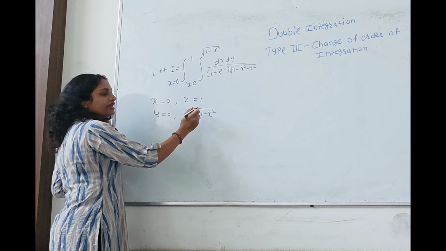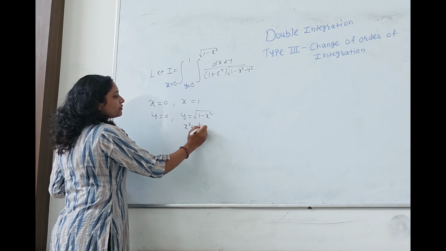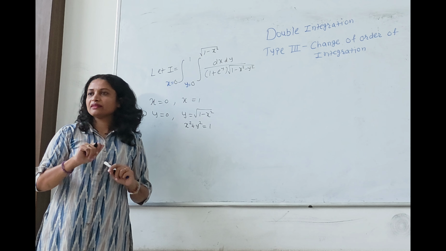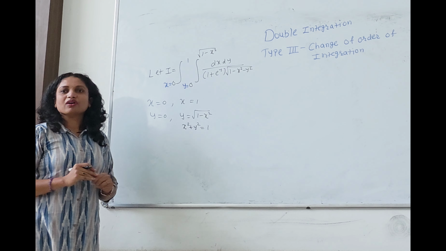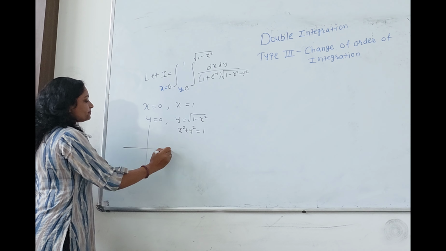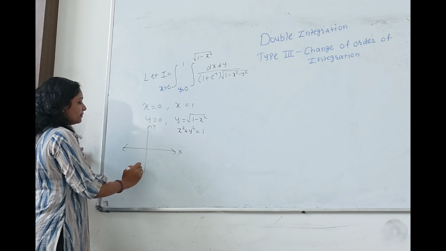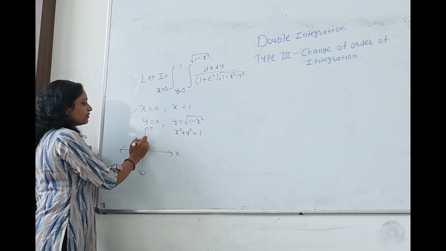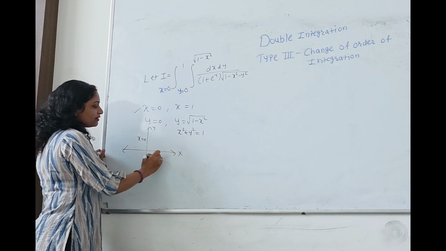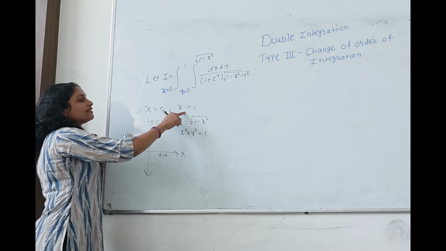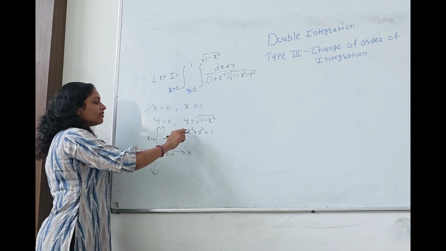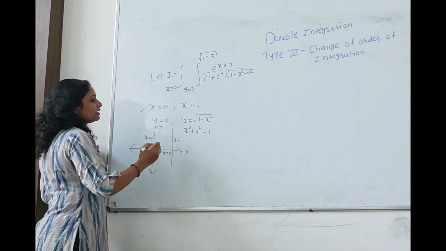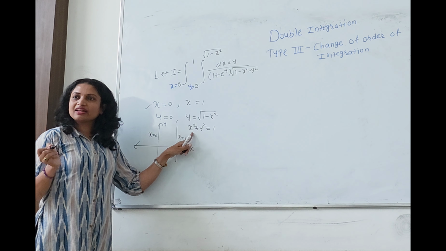If you simplify, this will be nothing but x square plus y square equals 1. That is the equation of a circle with radius 1. Now try to draw using all these equations. x-axis, y-axis. x equals 0 means the equation of the y-axis. So consider this x equals 0. y equals 0 is the equation of the x-axis. Then the line x equals 1 will be like this, horizontal or vertical? Vertical, right? Somewhere here x equals 1. And what about this? This is the equation of a circle.